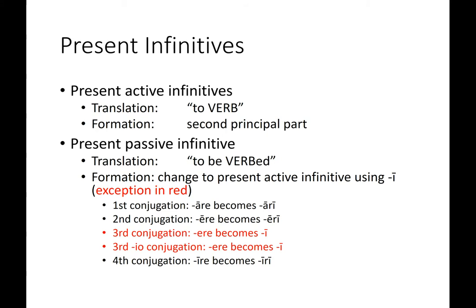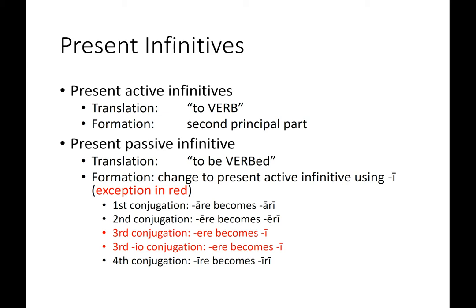Okay, so let's begin with the present infinitives. The present active infinitive, as I just said, is the one that you already know. Okay, and the way it's translated is "to verb." So to jump, to swim, to run, to whatever. Okay. And as far as formation goes, it's very easy to form and recognize because it's just the second principal part of the verb.